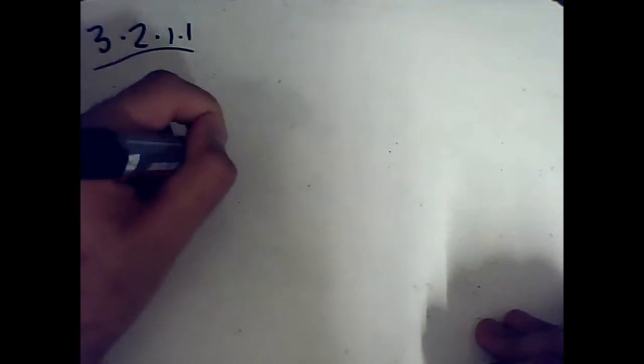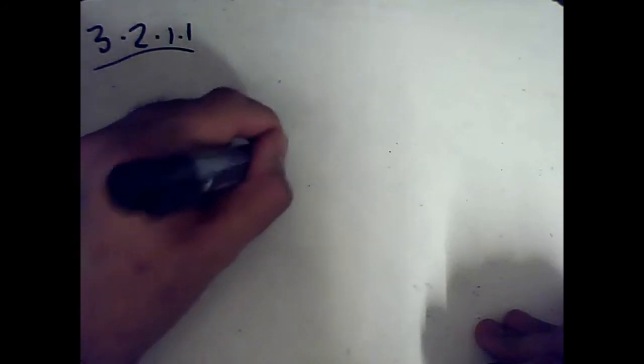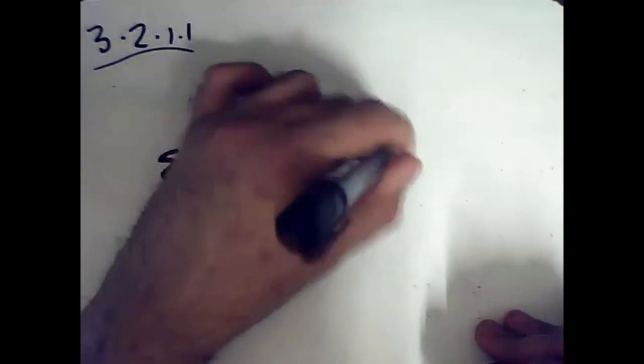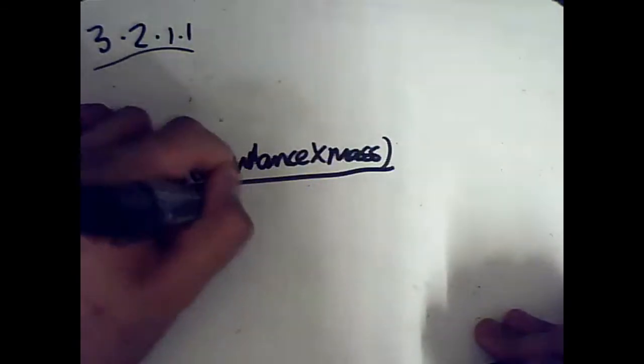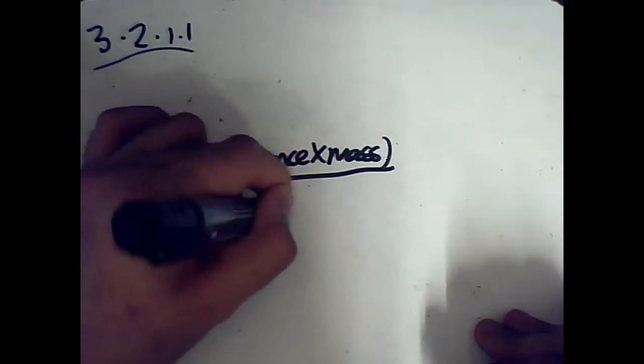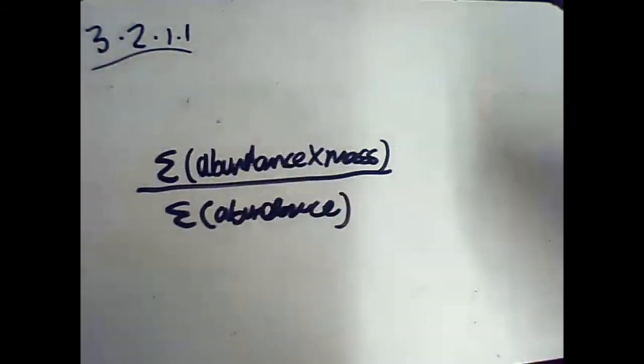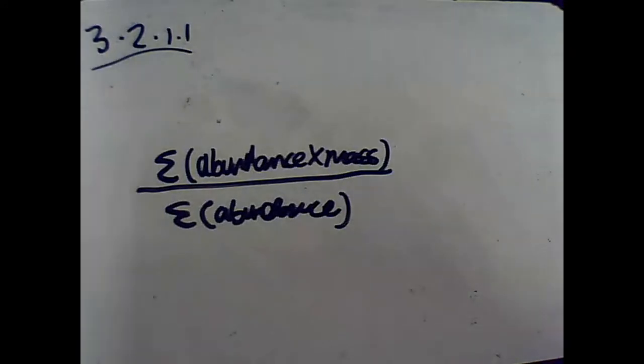If I were to write out the formula, we know that it's the sum of the abundance multiplied by mass, over the sum of the abundance. Okay, that's our formula there for relative atomic mass.